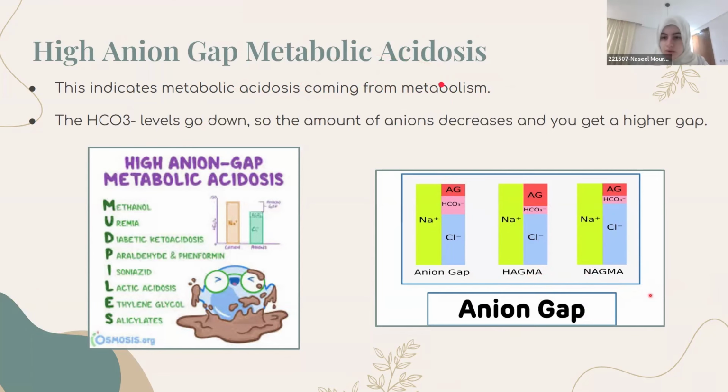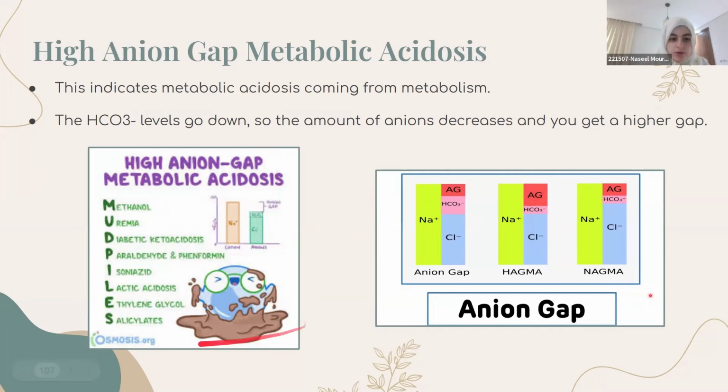Now if you look at this picture over here, this is the normal anion gap. Without metabolic acidosis, you have sodium, bicarbonate, chloride, and this is your anion gap. Now over here, your anion gap increased, right? You see the red space is more. Your chloride is the same as over here. However, what decreased? Your bicarbonate. And remember we said in metabolic acidosis, sometimes your bicarbonate decreases. And so you have a high anion gap, so an increased anion gap, metabolic acidosis.